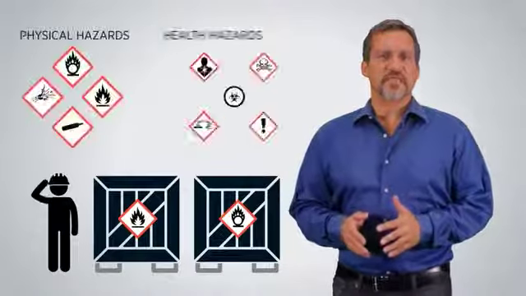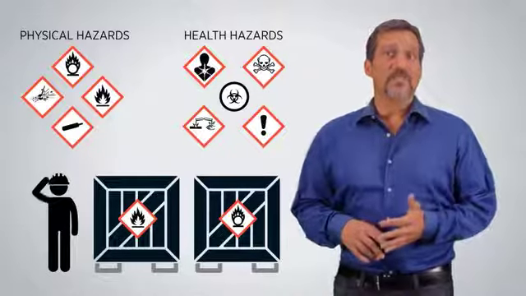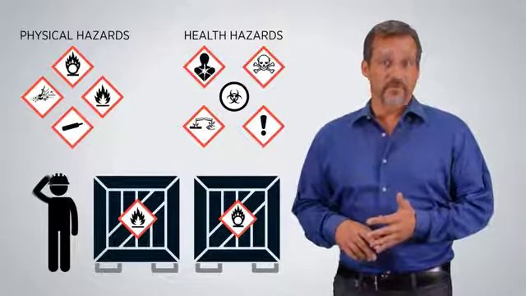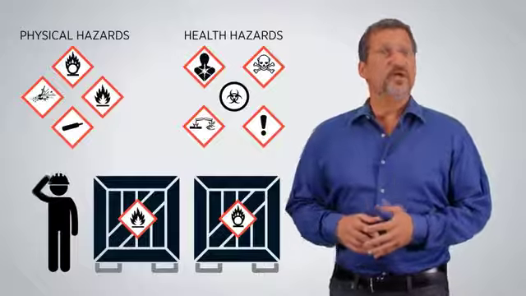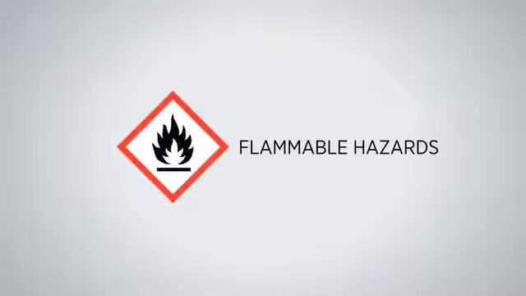Pictograms are a simple tool to recognize physical and health hazards covered by WHMIS. There are 9 that you will need to be able to identify: 4 for physical hazards and 5 for health hazards. The first physical hazard pictogram signals a flammable hazard.